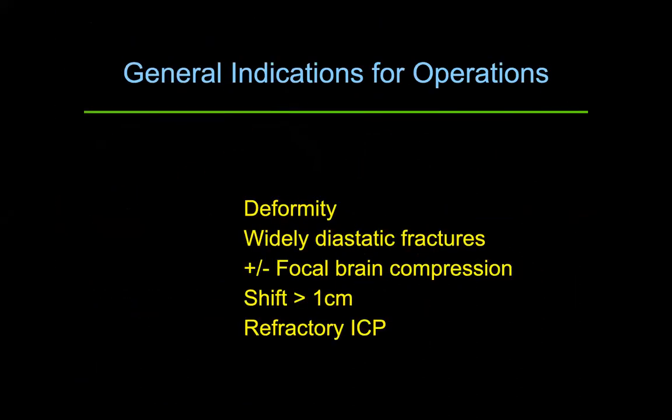I'll just go through. We know when do you operate for this patient? One, when you have obvious deformity, like a depressed skull fracture. Two, when you have widely diastatic fracture with suspected dural tear, when you have epidural or subdural causing focal brain compression and a shift, actually it's not 1 centimeter, that shift for more than 5 millimeters.